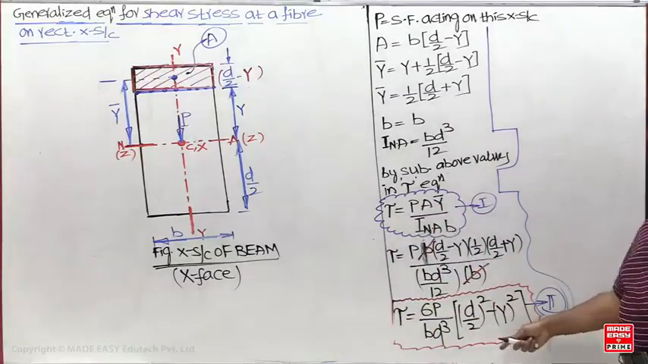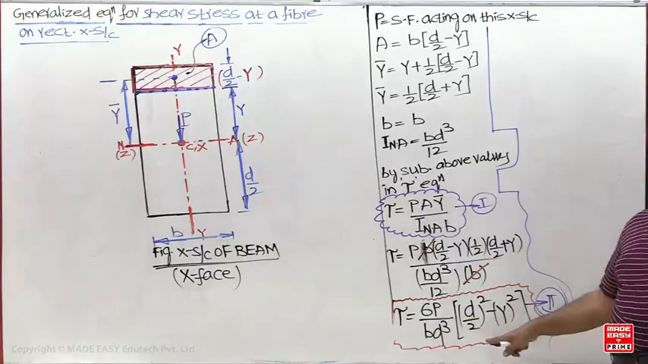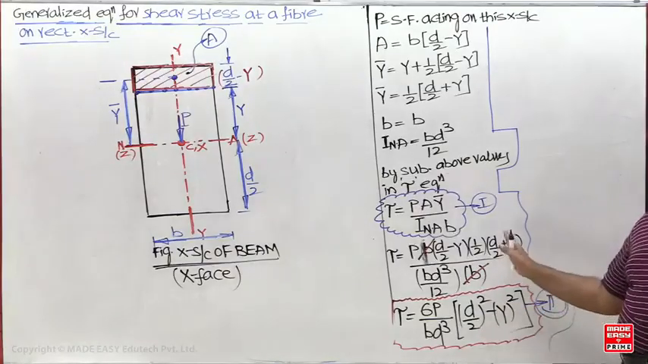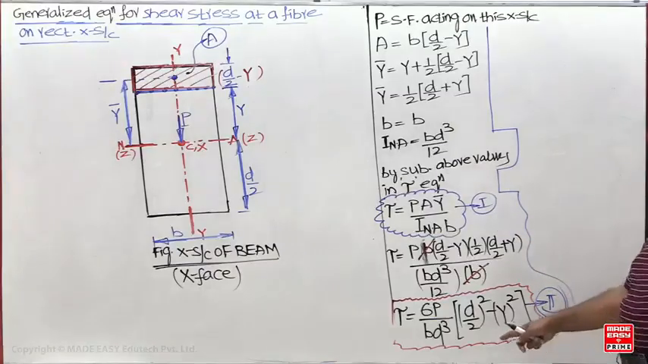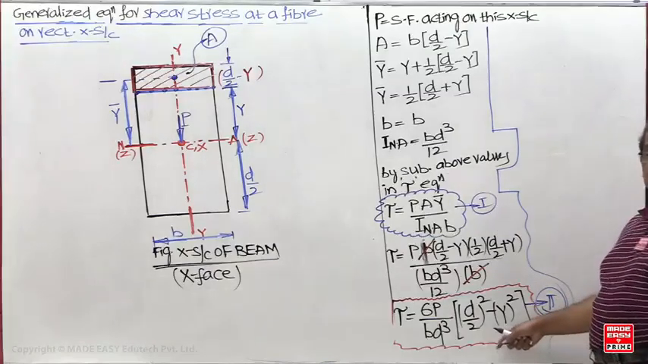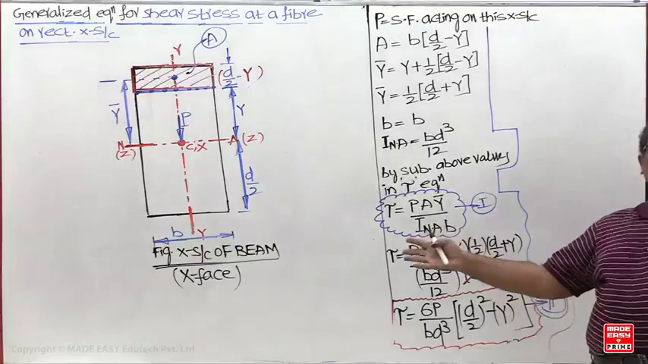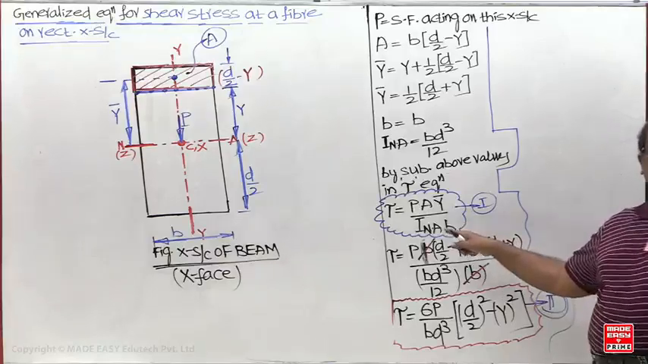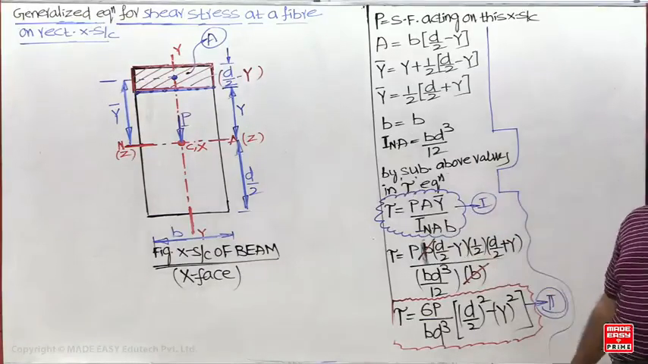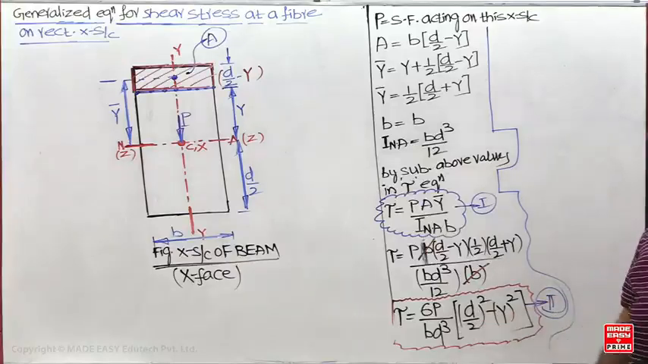What is the next step now? This is a generalized equation for shear stress at a fiber. So what is the advantage of this equation now? Now we can find out the shear stress at any fiber on a rectangular cross section. This is a generalized equation for shear stress on a rectangular cross section. Like that, cross section to cross section, the equation will change, that you have to derive it.